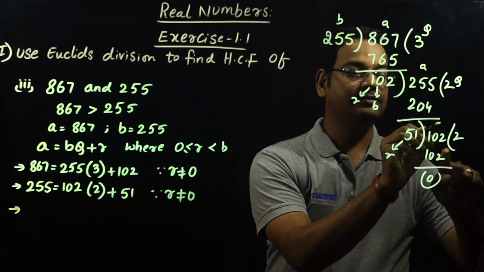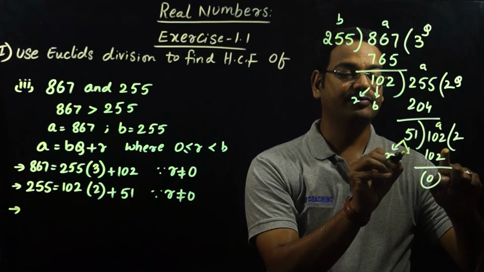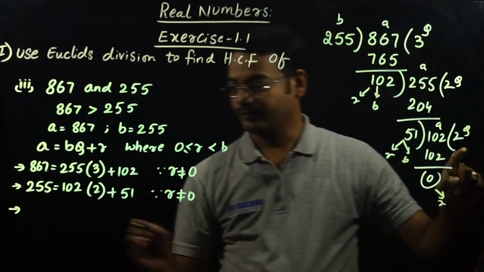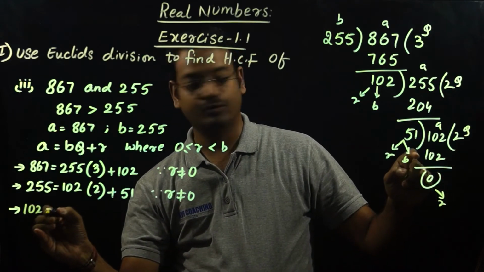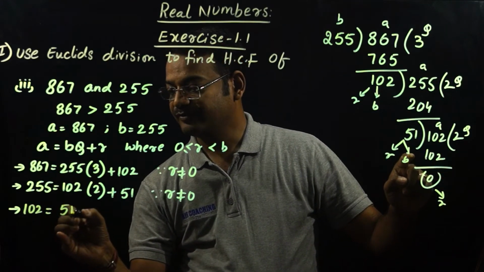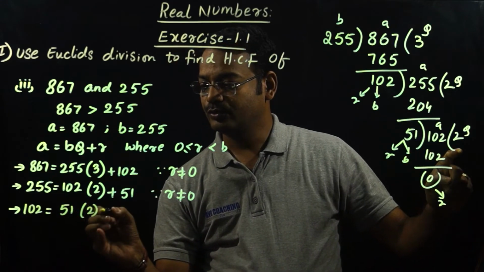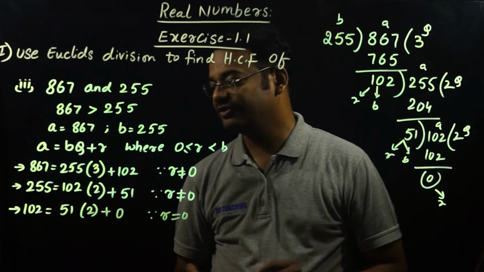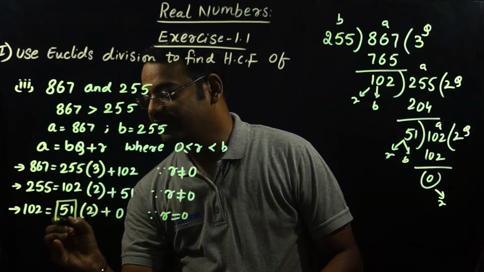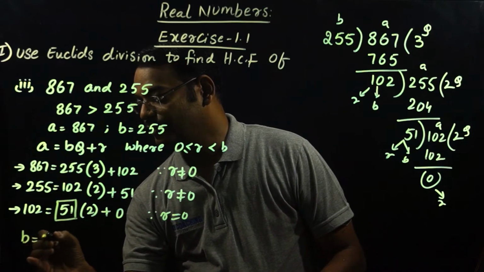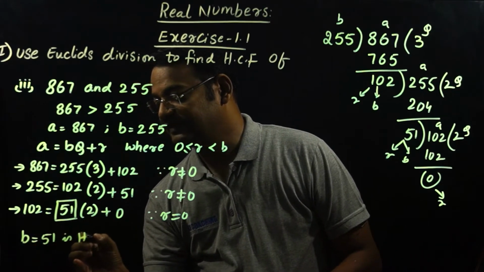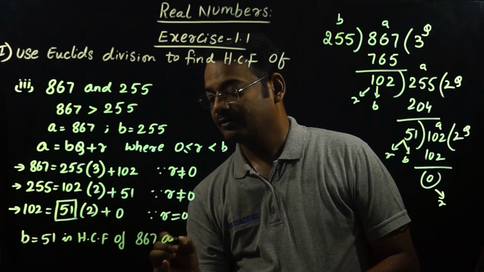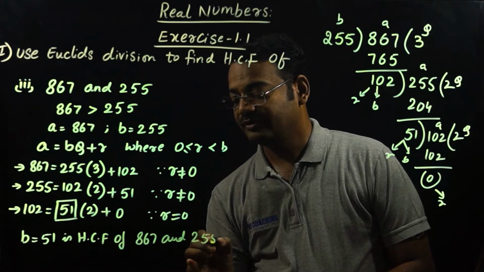Here A is 102, B is 51, Q is 2, and the remainder is 0. Now since the remainder is equal to 0, we'll stop the division lemma here and take the B value as the HCF. So B equal to 51 is the HCF of 867 and 255.